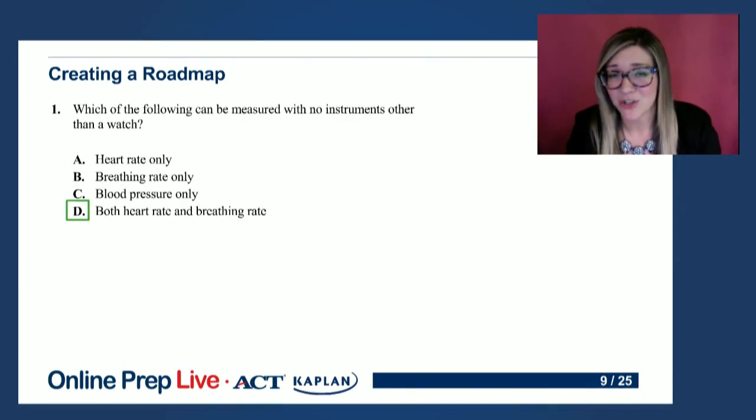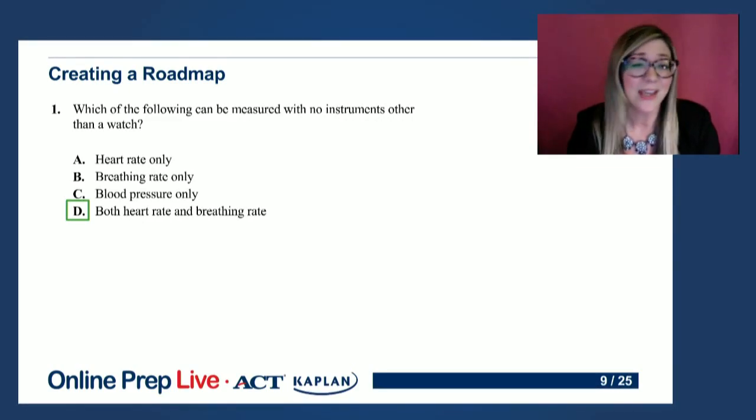Again, the way we got this information was not by knowing how we measure things, but by going back to the passage and finding this information. There's very little outside material you're going to need to know. You just have to be able to read effectively and find the information that's being asked about. So if we were looking back in our third and fourth paragraphs where it was talking about our heart rate and our breathing rate, we would find that we can measure those with just a watch. All right, awesome job on that first question.